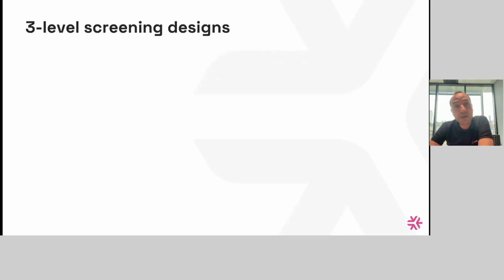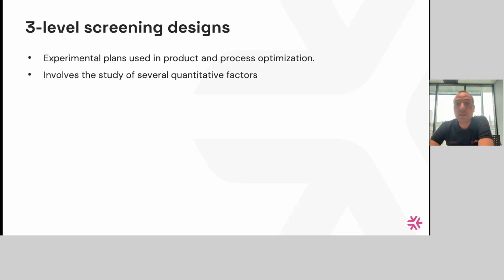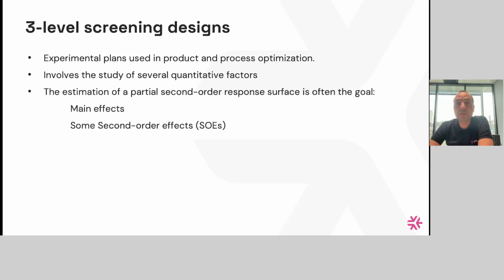On the other hand, we have three-level screening designs that are also used in product and process optimization. They also involve quantitative factors, and the goal is the estimation of a partial second-order response surface model that has all the main effects and some second-order effects. The most famous design is the definitive screening design.